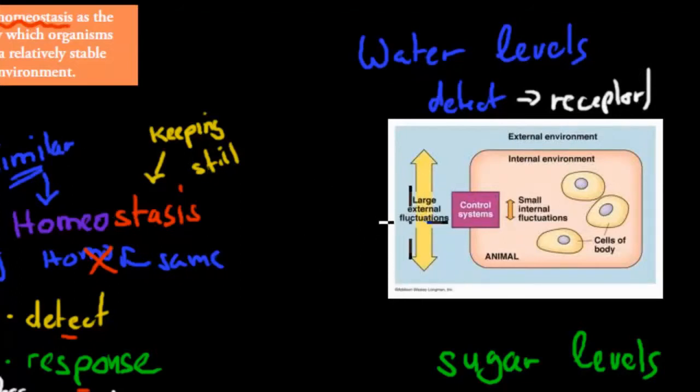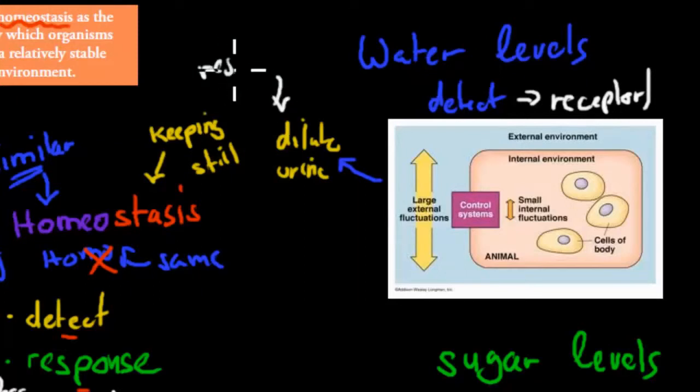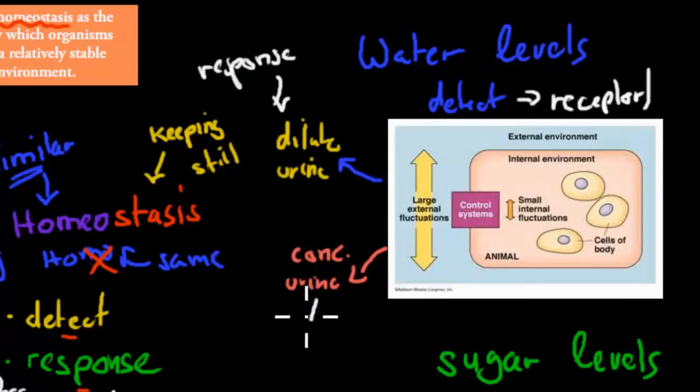So for example, if we have too much water in our cells, we're going to produce dilute urine, which means we produce lots of urine. That's a response for if we have too much water. And if we have too little water in our system, we produce concentrated urine. So the kidneys do this. Concentrated urine means we don't produce much. So that's a response for too little water.